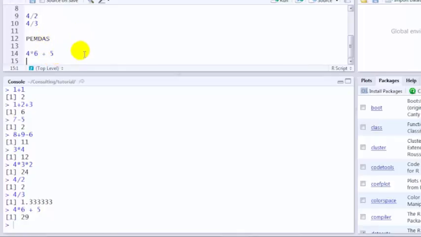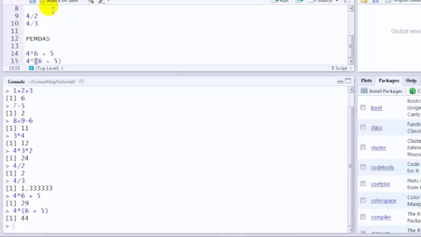Now, however, if you wanted to add 6 and 5 and then multiply that result by 4, you need to use grouping parentheses. That's 4 times, open the parenthesis, 6 plus 5. And that gets you a very different result.